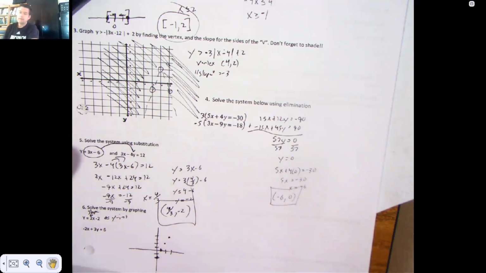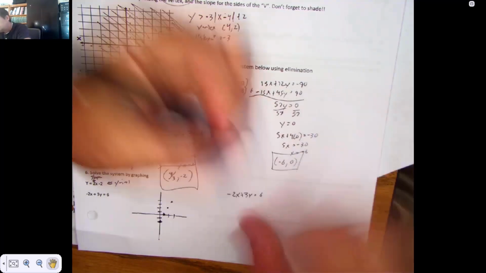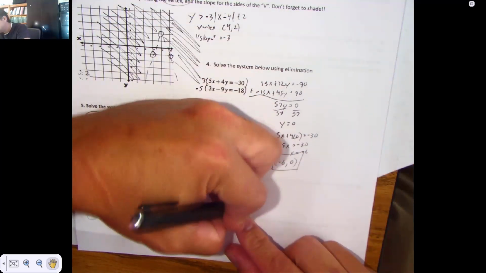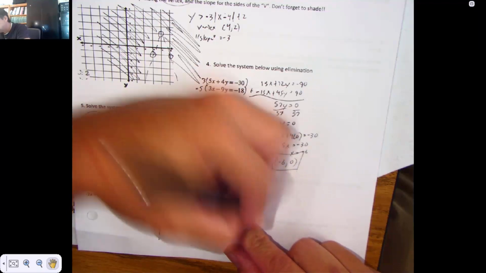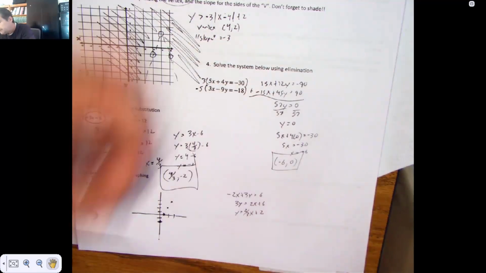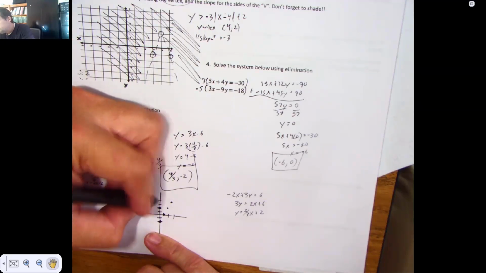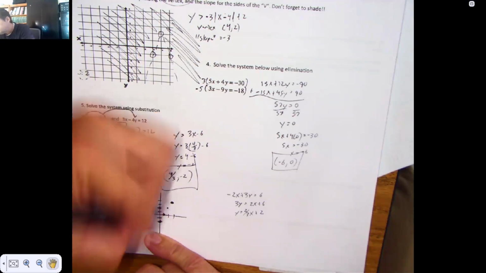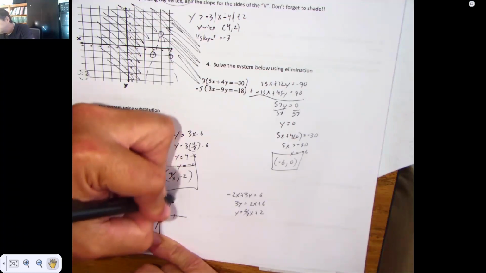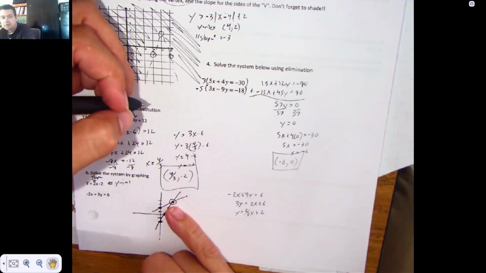All right. The other guy is -2x plus 3y is 6. I will add 2x to both sides. 3y is 2x plus 6. I will divide by 3: 2/3 x plus 2. So that guy has a y-intercept of 2. And then it's rise 2, run 3. Rise 2, run 3. I got really lucky, but there's my intersection. My intersection is at 3, 4.